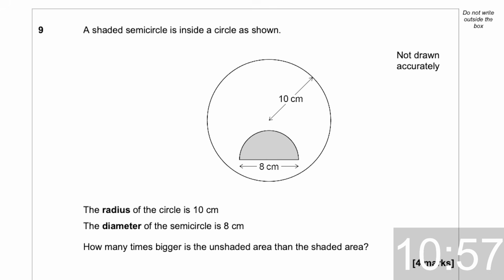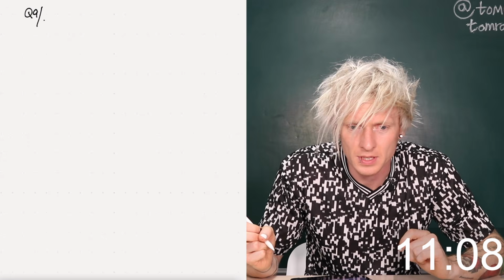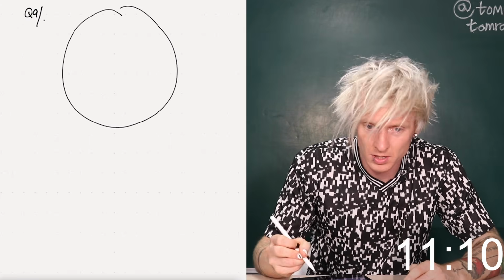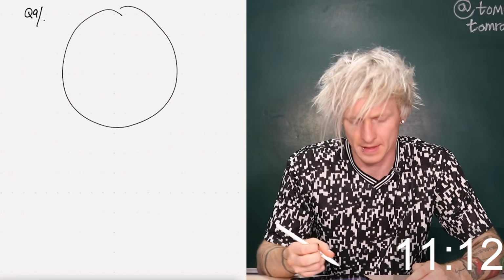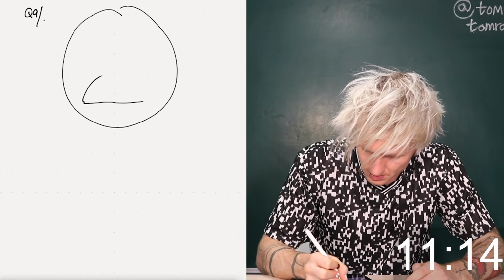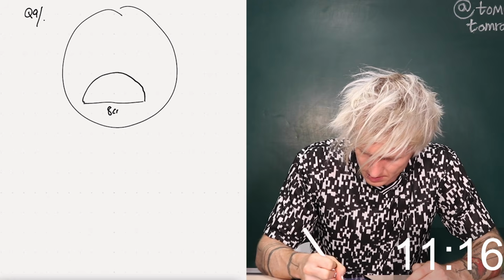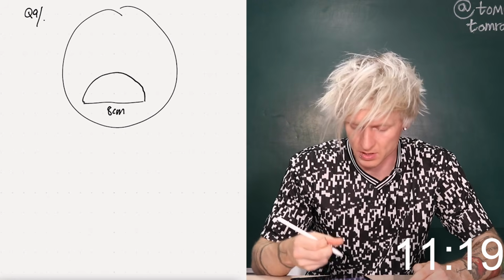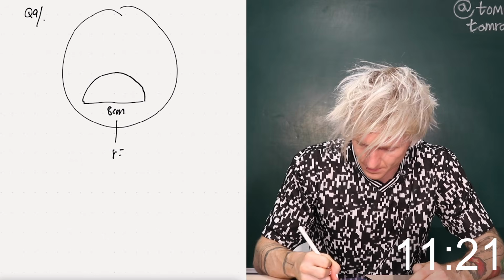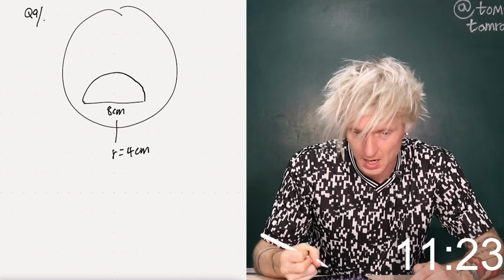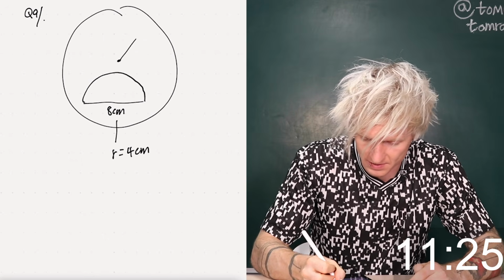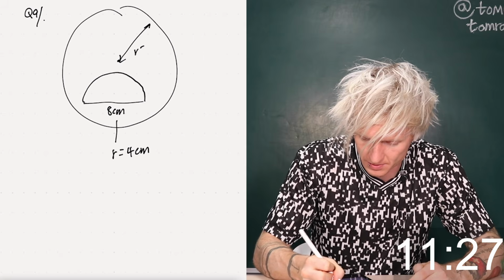All right, question 9. A shaded semicircle is inside a circle as shown. Okay, I'm going to have to copy this out then, aren't I? So what have we got? A shaded semicircle, so we've got a circle and then that's 8 across there. So that one is 8 centimeters. That means the inside one has a radius of 4. That's going to no doubt be helpful. And the big one has a radius of 10. Right, okay.